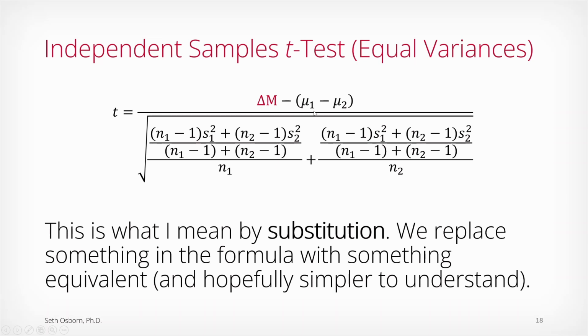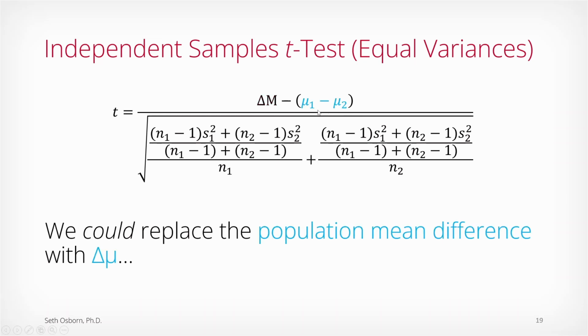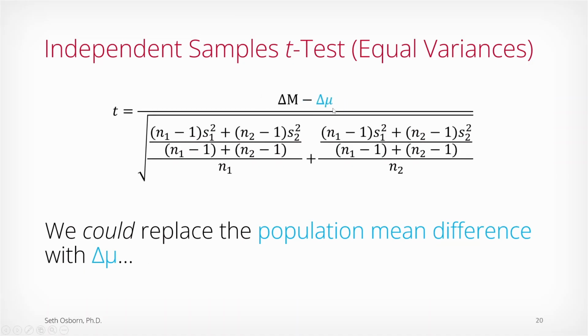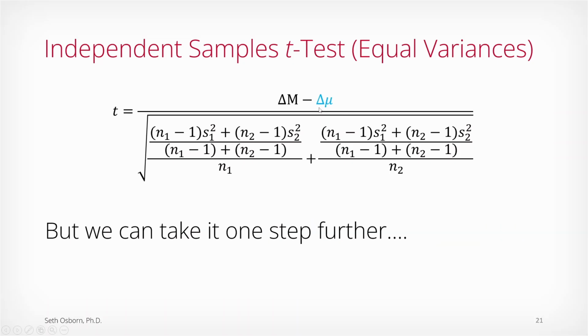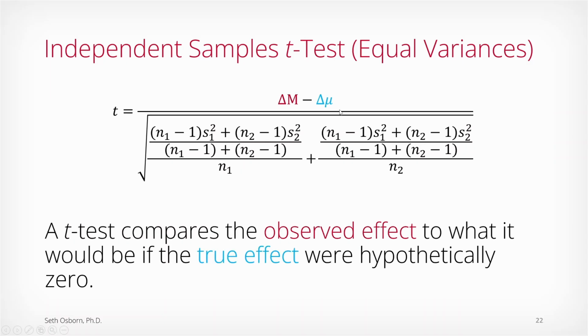Maybe you look at this and you think, oh, we got the same thing happening over here. Why don't we just use delta mu here as well? And we can, that's totally fine. But we can take this one step further. So here's what's happening in the numerator. In a t-test numerator, we're comparing the observed effect, so this is the mean difference in our sample, to a hypothetical mean difference in the population. So this is what the true effect would be.